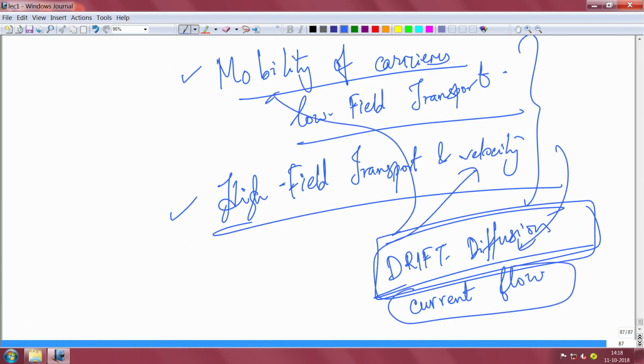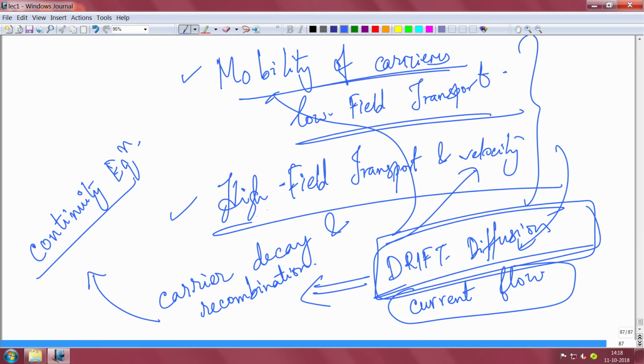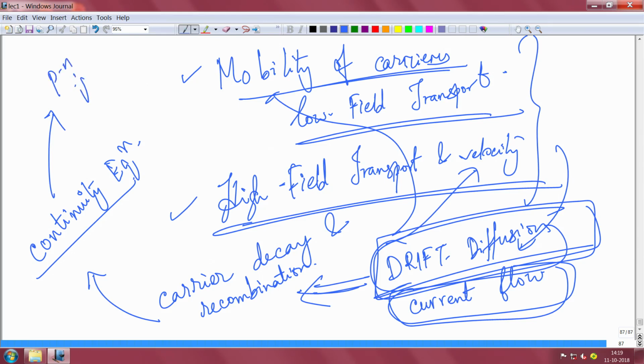The current will flow. And once we discuss current flow, before that we also have to discuss carrier recombination and decay. How carriers decay, why they decay, we will talk about that. And then we will talk about the continuity equation. So, this is the cycle that we will complete in the next perhaps two or three lectures. We have to complete mobility of carriers, low field transport, high field transport, drift diffusion, current flow, then recombination, carrier decay, continuity equation. After that we are ready to go to p-n junction and devices, okay. So, that is the agenda here.